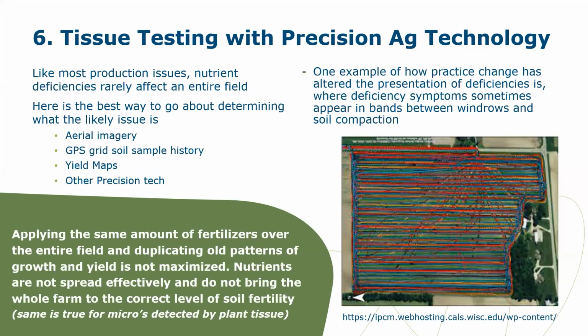One example is the image on the slide. They looked at this image and were quite confused about what the different colors meant. So they took a tissue sample and they found that there was a deficiency between the windrows, where there ended up being field compaction from traffic in the fields when it was wet. The roots couldn't access all the nutrients, and they were able to take actions to correct that afterward.